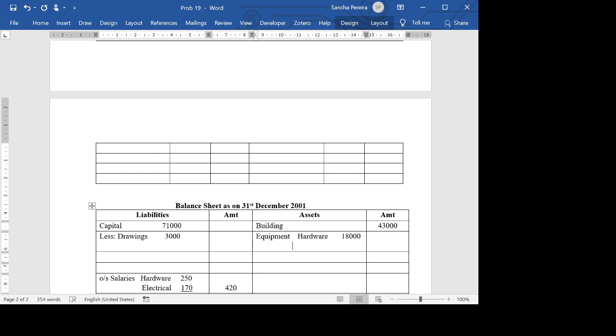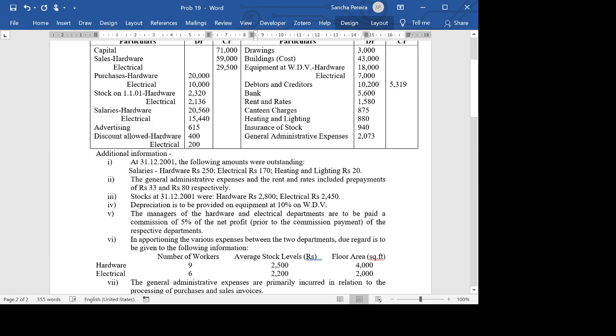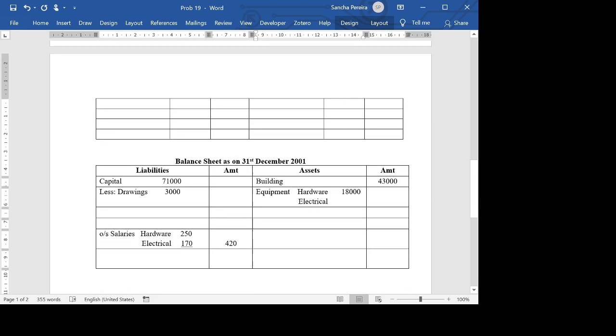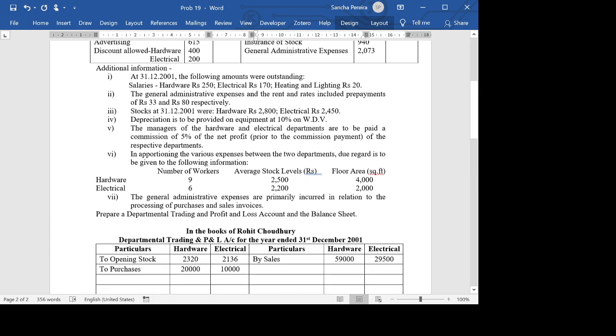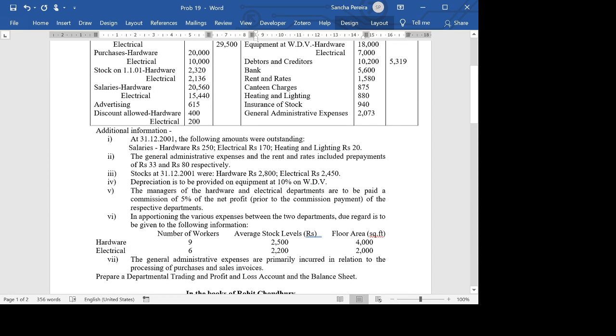Electrical, it is 7,000. I won't write this in the outer column yet because there is depreciation. So I'll just leave it this way. There's depreciation on equipment. If you remember, we had discussed here. You can see there's a depreciation to be provided. We will check that later.